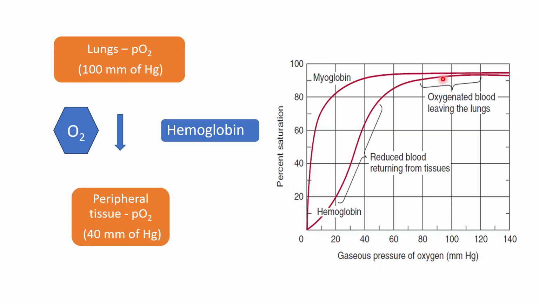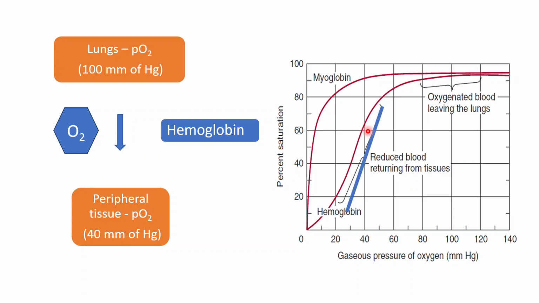Because of that, we have this type of sigmoid shape, and this sigmoid shape ensures that when the partial pressure in the tissue is reduced, a significant amount of oxygen is given by the hemoglobin to the tissues, or significant unloading of oxygen is done by the hemoglobin.